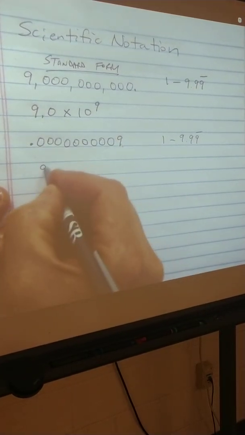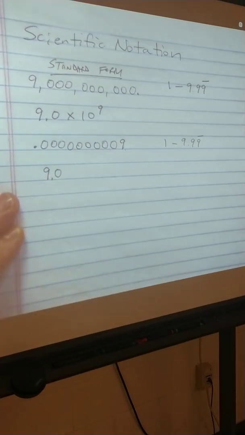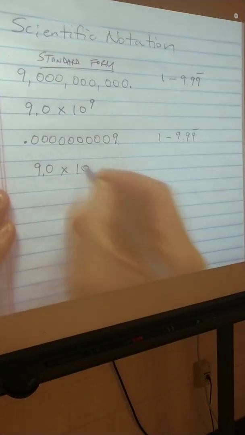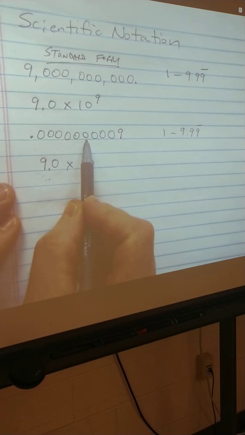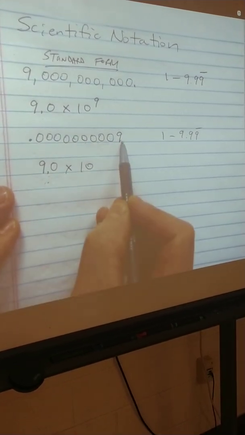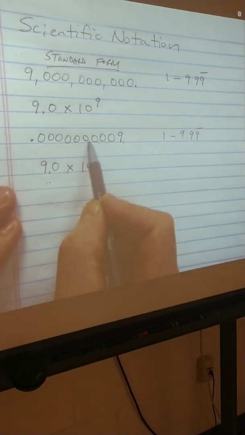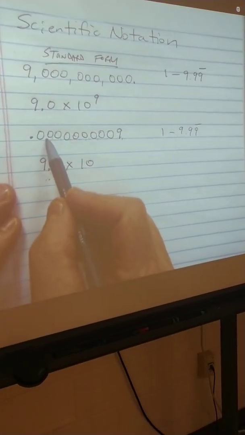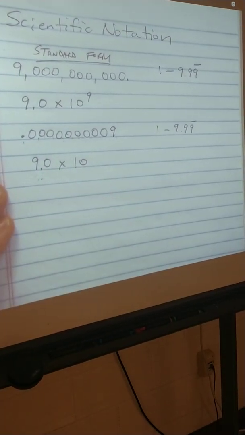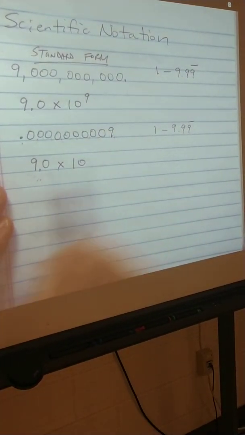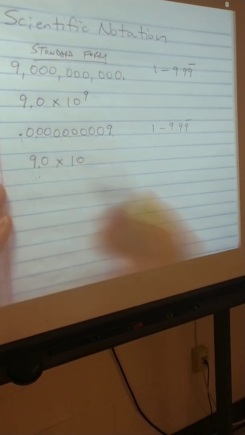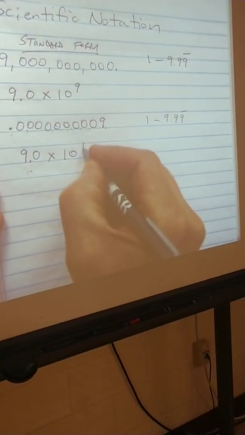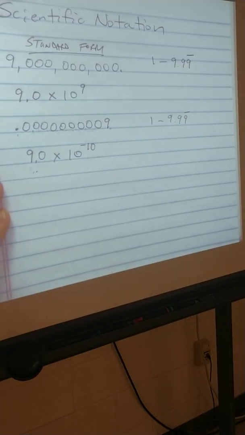You'd write 9.0 times 10, and now I want this number to look like this number. So I would start here, and I'd move it 1, 2, 3, 4, 5, 6, 7, 8, 9. Ooh, I'm sorry, 10. I miswrote that, but that's okay. Does that make sense? So here's the decimal. 1, 2, 3, 4, 5, 6, 7, 8, 9, 10. Now I moved it left, so it would be 10, but it'd be to the negative 10. Hopefully that makes sense to you, and that's how you do scientific notation.